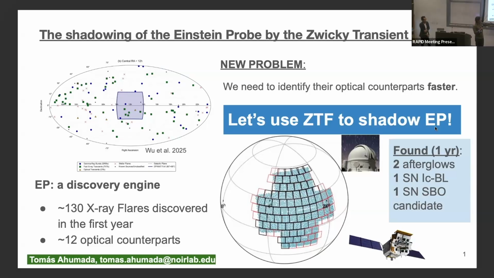It's supposed to move. But basically, we're scheduling ZTF tiles to follow up Einstein Probe. We're doing it contemporaneously. So we are currently at 4 new sources. 2 of them are afterglows, and 2 of them are supernovae. So if you have questions, come talk to me at the poster.